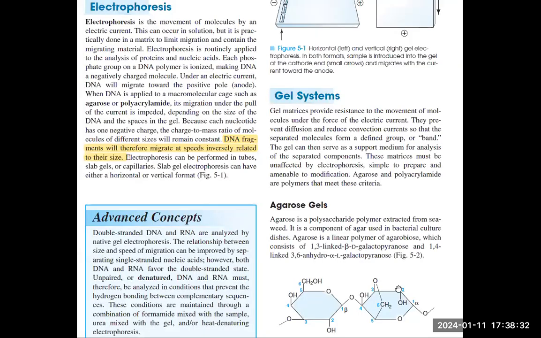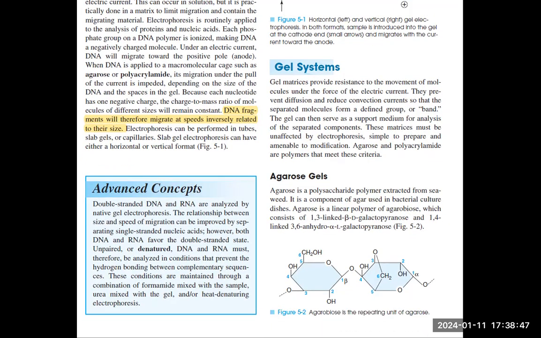See, agarose is a polysaccharide polymer extracted from seaweed, and it's a component of agar used in bacterial culture dishes. So agarose is a linear polymer of agarobiose. Again, from the red kelps and the red seaweed, we get agar, and if we purify it further, we get agarose, which is specifically the repeating unit of agarobiose. So that's for our agarose gel.